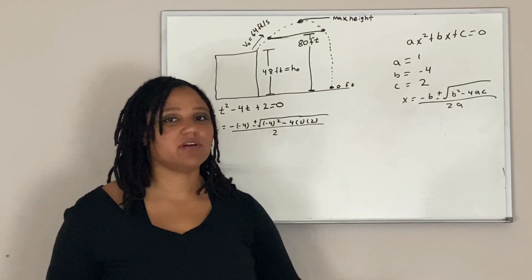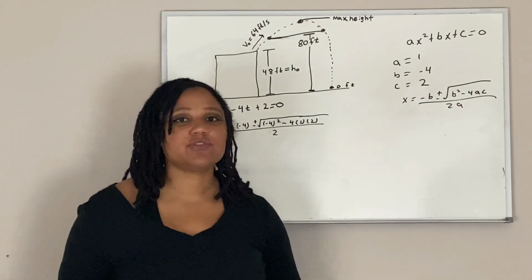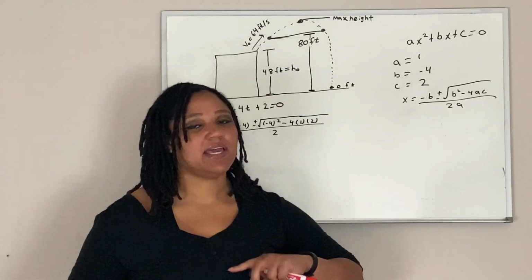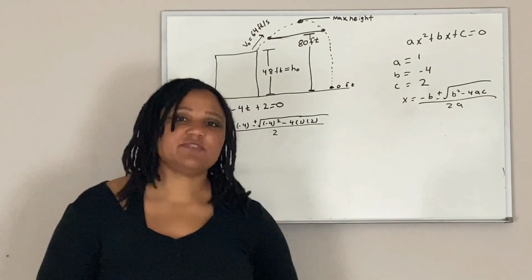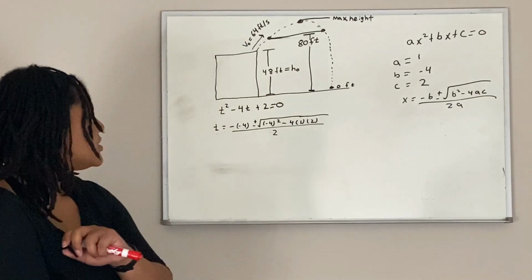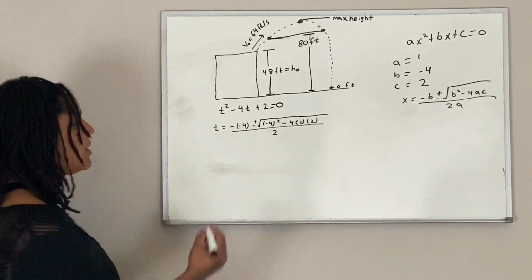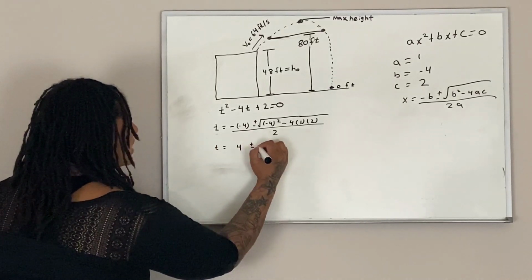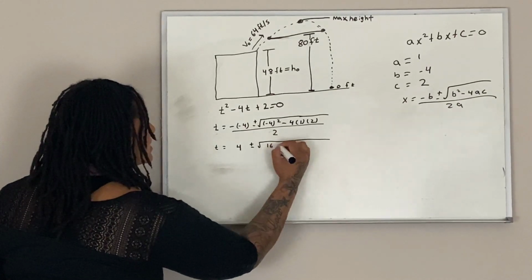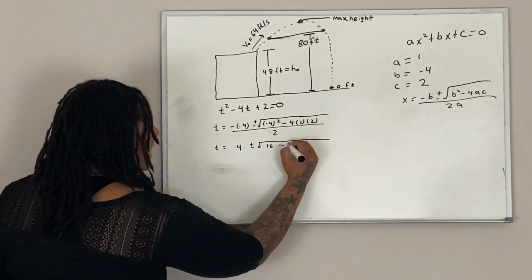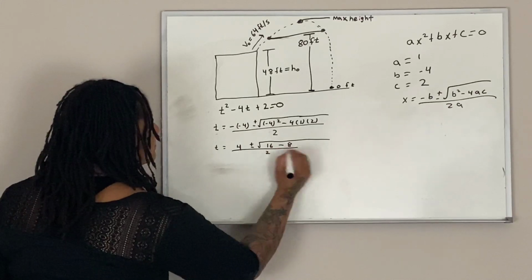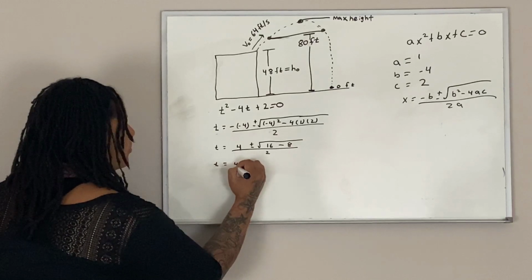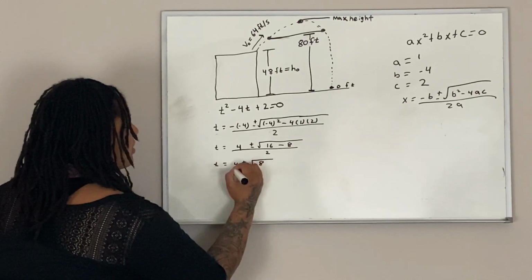If you need to revisit how to solve quadratic equations, you can look at a previous video of mine. Okay, so I'm just going to clean it up, and so now we have t is equal to a positive 4 plus or minus the square root of 16 minus an 8 all over 2, which means that we have t is equal to 4 plus or minus the square root of 8 all over 2.